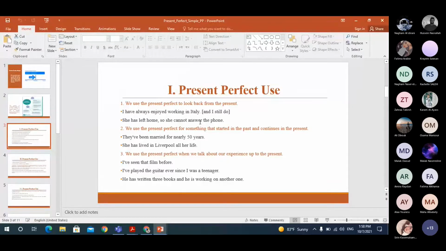Okay, we use the present perfect for something that started in the past and continues in the present. You also mentioned this. They've been married for nearly 50 years. She has lived in Liverpool all her life.